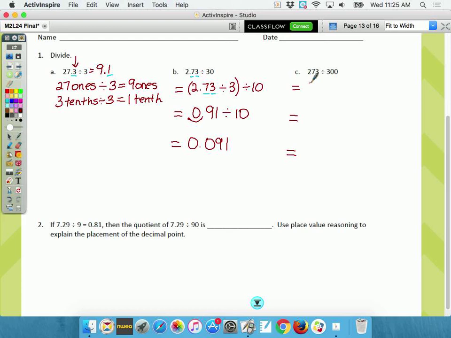So I have 273 divided by what? Derek, help me out. How am I going to break 300 apart? 3. What am I going to break this apart? 3 and what? 10. Can't be 10. That's only got 1 zero. 100. Okay? So 273 divided by 3 divided by what? 100.